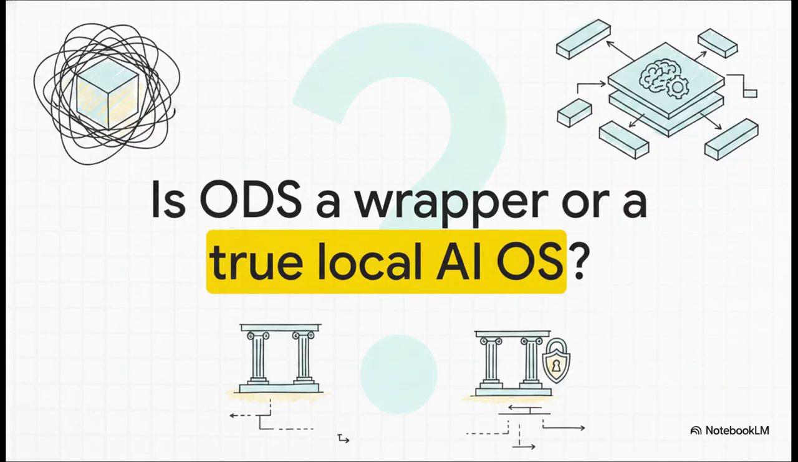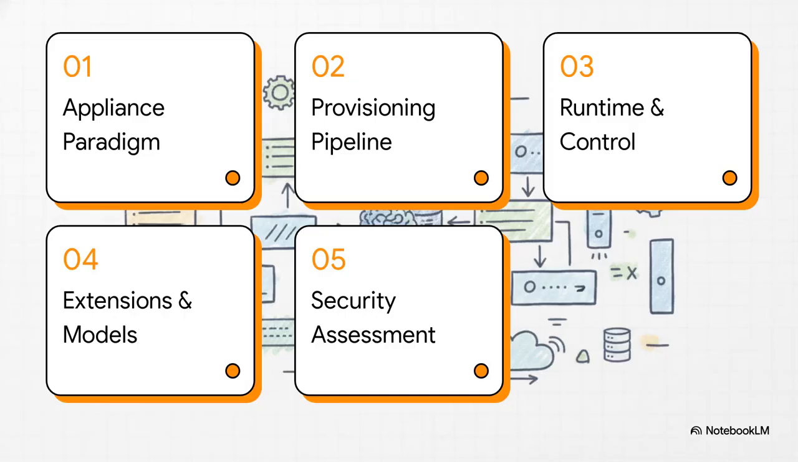Which brings us to the big question. Is Osmantic ODS just another thin AI wrapper, or are we actually looking at the groundwork for the first true local AI operating system? To figure that out, we're going to do a comprehensive top-down architectural teardown. We'll evaluate its design patterns, its operational flow, and, super importantly, for anyone running this in production or a home lab, its security posture. So here is our blueprint for today's audit.